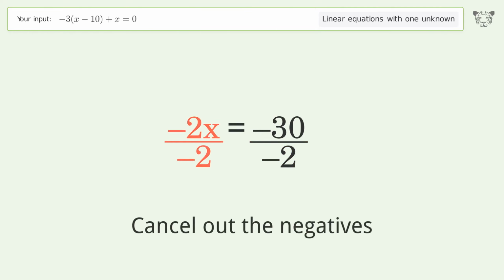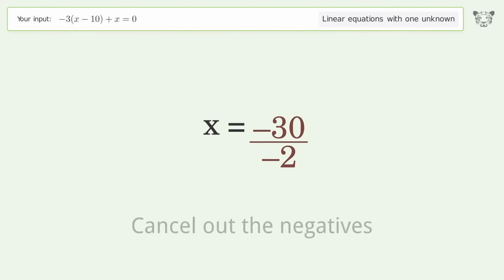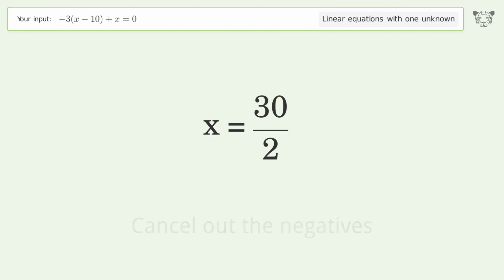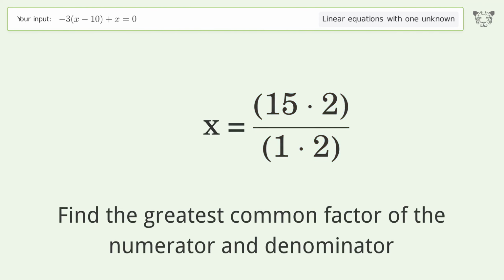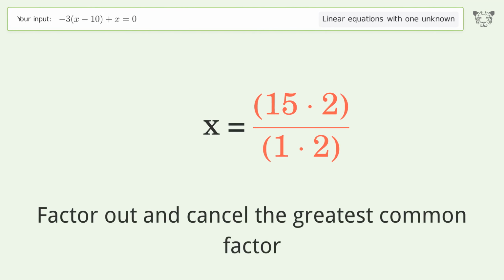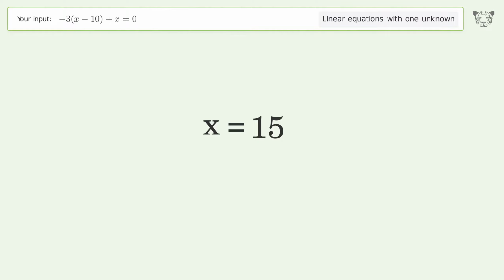Cancel out the negatives. Simplify the fraction. Cancel out the negatives. Find the greatest common factor of the numerator and denominator. Factor out and cancel the greatest common factor. And so the final result is x equals 15.